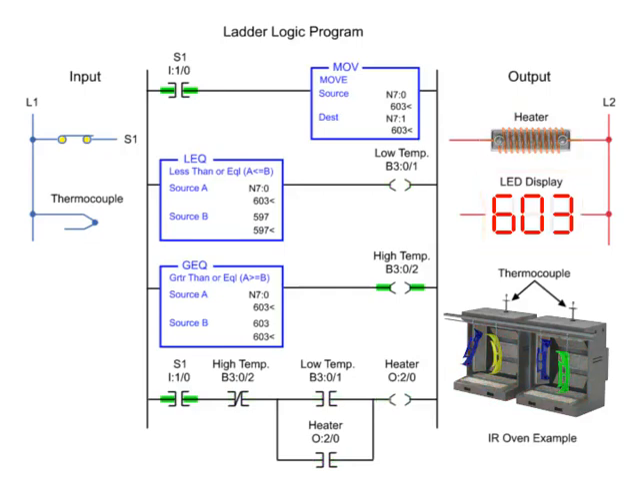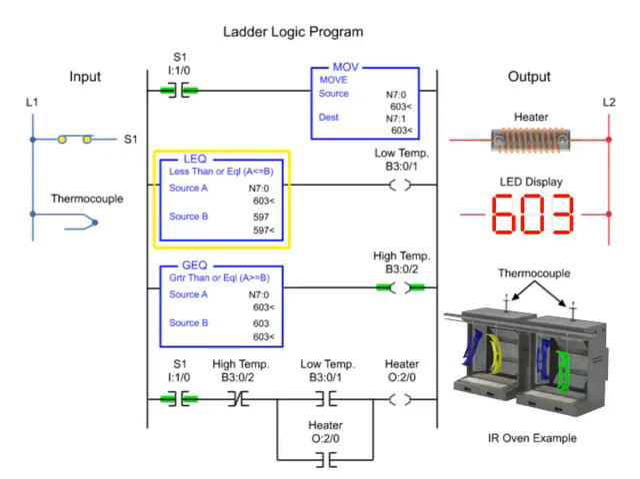To control the circuit, S1 is programmed in the heater output circuit. Addressed to the move instructions is a thermocouple that provides an analog value of the temperature. The temperature is moved from the source to the destination when S1 is activated and is displayed on the LED panel.